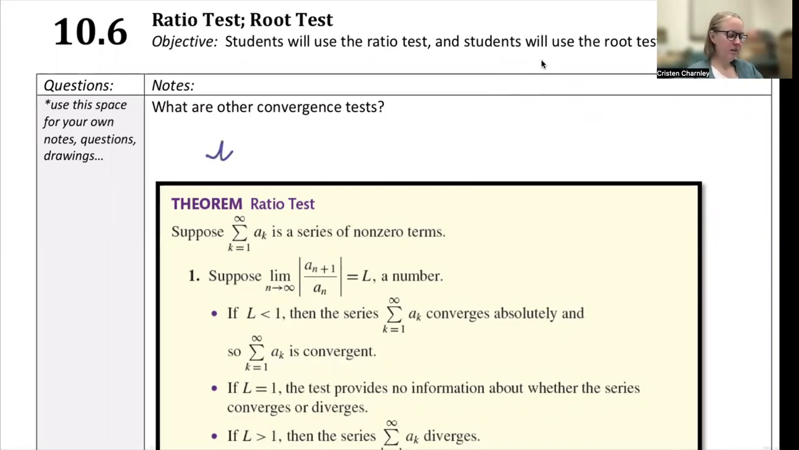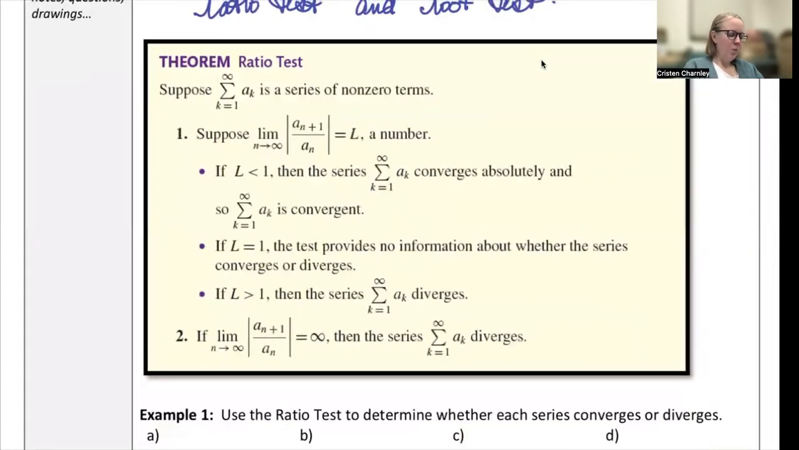Well, we have the ratio test and we have the root test. The ratio test, we will take the original term and place it beneath a rewritten version, but any place we had a k, we replace it with k plus 1 or n plus 1. We will wind up with a number L.